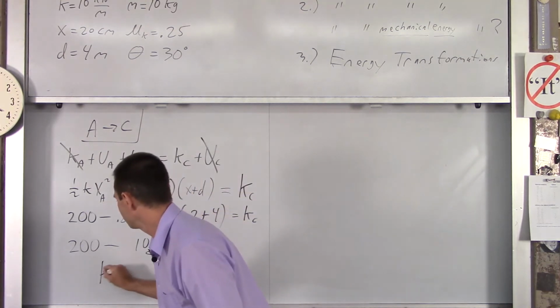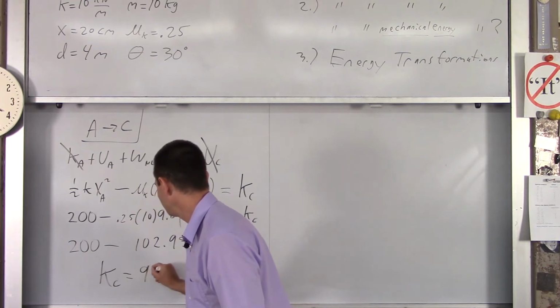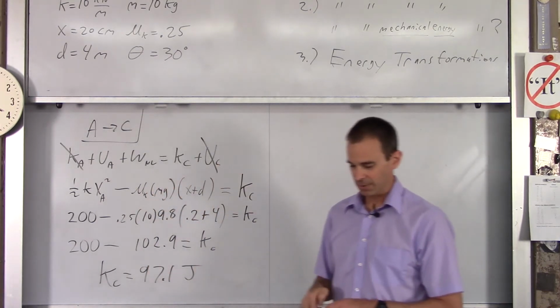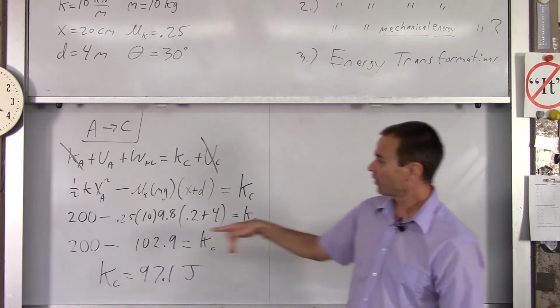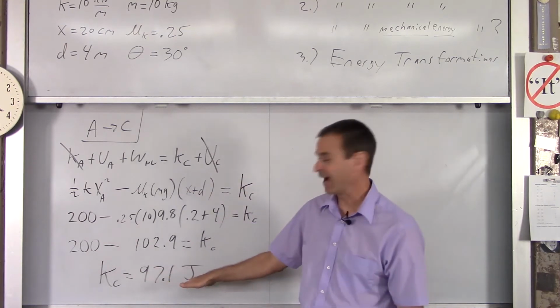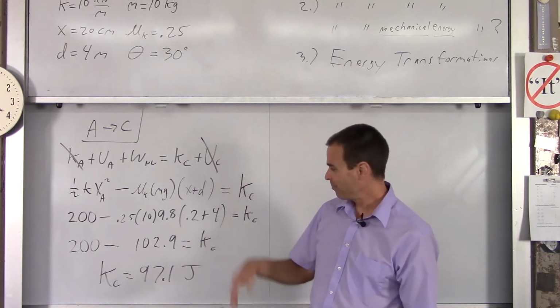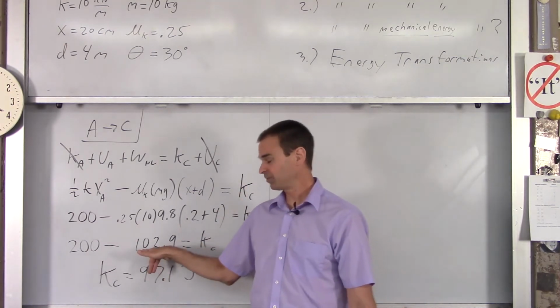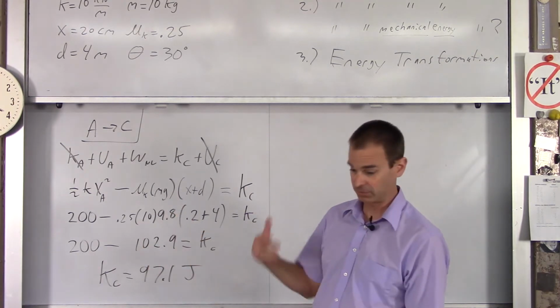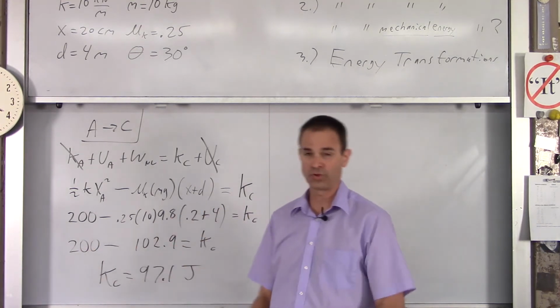So the kinetic energy at point C is 97.1 joules. Now, check this out. We started with 200 joules of total energy in our system, and we're down to 97.1. What happened to the rest? Well, we have now lost 102.9 joules of energy due to friction. Over half of our energy is now gone. It's turned into thermal energy.